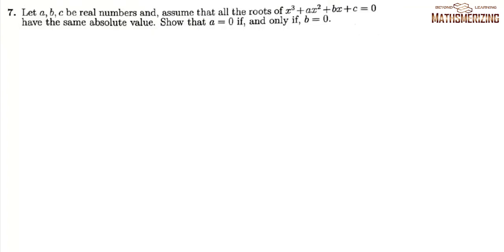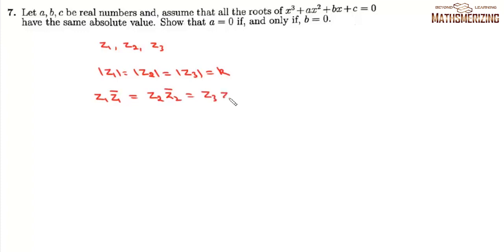Now question number 7 is, let A, B, C be real numbers and assume that all the roots have the same absolute value, then show that A is 0 if and only if B is 0. Now suppose the roots are Z1, Z2 and Z3 and they have the same modulus. So that means mod Z1 equals mod Z2 equals mod Z3 and it is equal to say K. Now we square it, we can write Z1 Z1 bar equals Z2 Z2 bar equals Z3 Z3 bar and it is equal to K square.